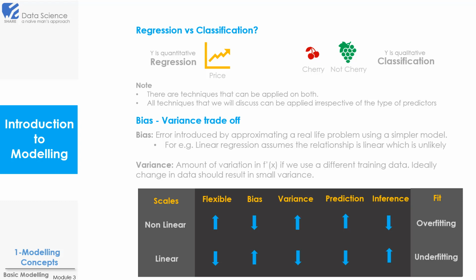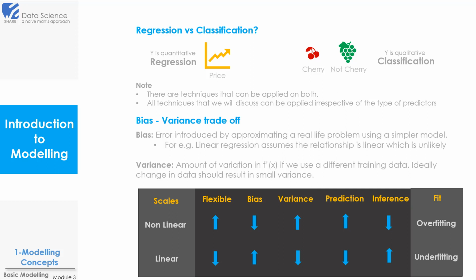Now if you see the table, if we choose a non-linear model, which means our estimate f hat x resembles the actual f x, then the flexibility of the model increases. The shape becomes more flexible. As a result, bias reduces, but variance increases. Hence, our prediction power becomes better because we have approximated our function to the actual function. However, our inference and interpretability of the results decreases because our model becomes more complex, and hence it can lead to overfitting.